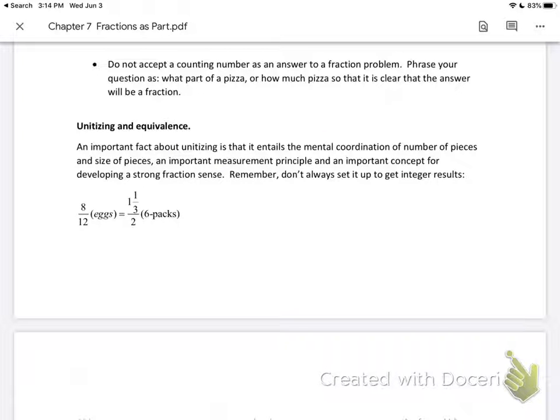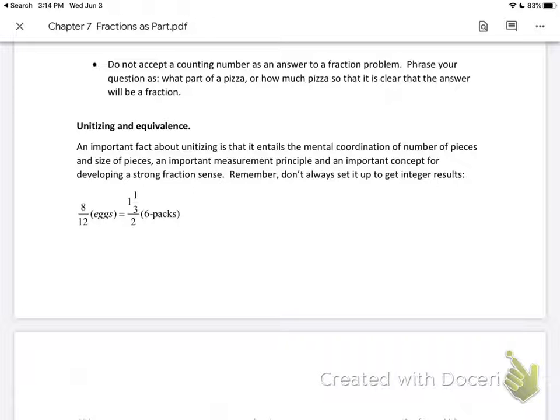Okay, and lastly, do not accept a counting number as an answer to a fraction problem. So make sure you phrase your question so that you get the answer that you want to get. So, for example, back to the pizza. If I say how much pizza was eaten, I don't want an answer to be in slices. I would make sure that that was explicit to my students.